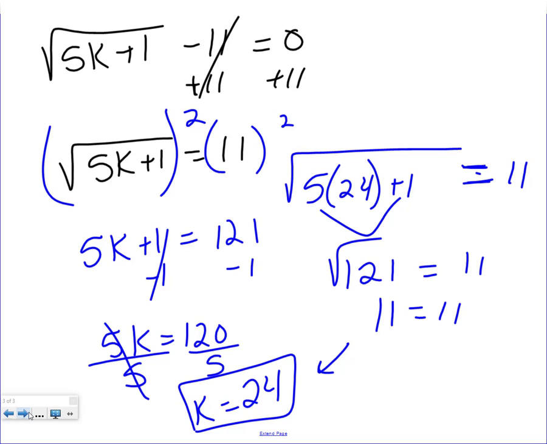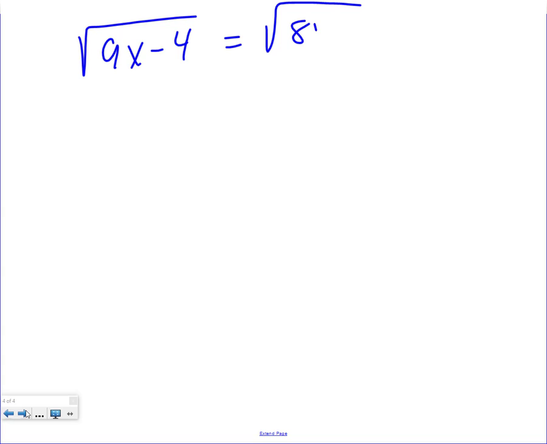Okay, let's try a different one. All right, I've got 9x minus 4 equals the square root of 8x plus 1. These make students panic, but they shouldn't. You just take care of one side first. And I square it because that's what I need to do to undo the square root. And what I did to one side, I do to the other side. And so it just ends up working itself out here.